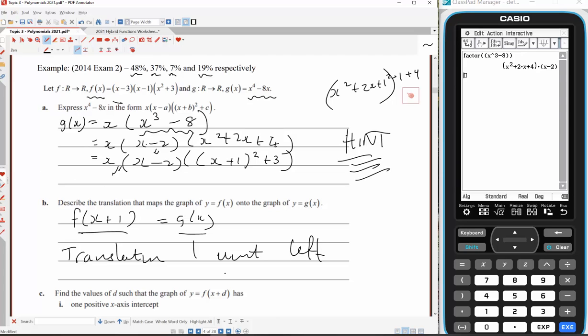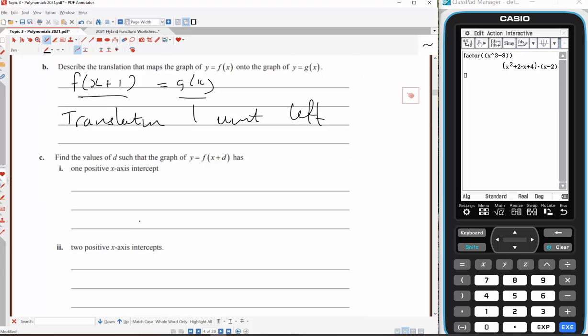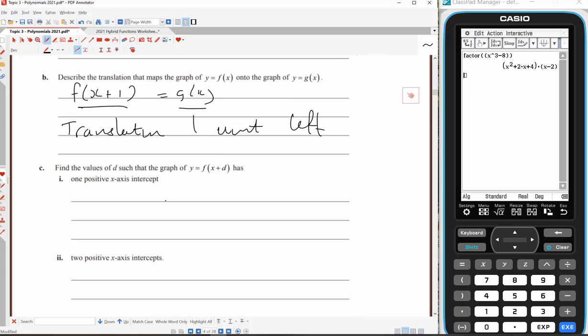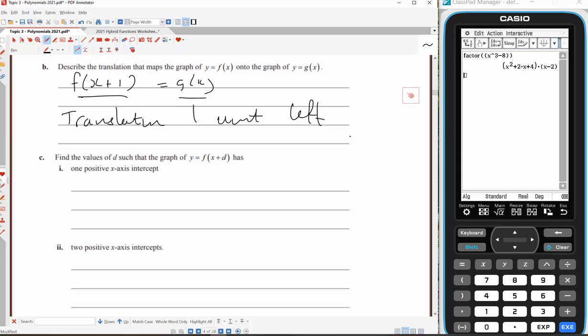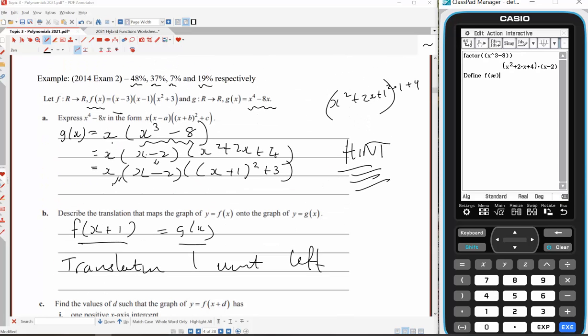Alright, so here is the 7% question. So let's see how we go in that one. Find the values of d such that the graph of y equals f of x plus d has one positive x-axis intercept. Alright, so these questions are relatively common, and I think the best way to do them is as follows. What we'll do is shift 7 for define, and define f of x. So there it is there.